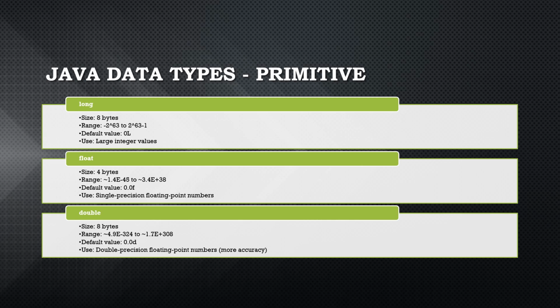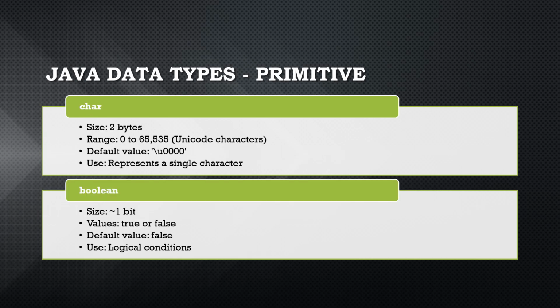Lastly, the double type, which is 8 bytes and offers a range from around 4.9 times 10 to the power of -324 to 1.7 times 10 to the power of 308. It's used for double precision floating point numbers, providing more accuracy than float. This is ideal for precise calculations, such as scientific computations or financial applications. The default value for double is 0.0d.